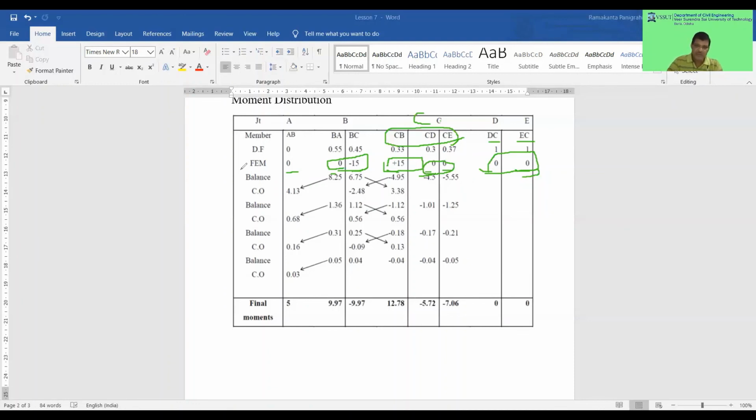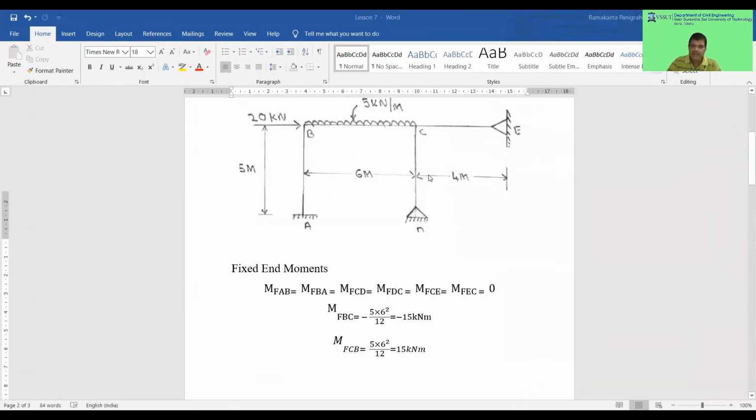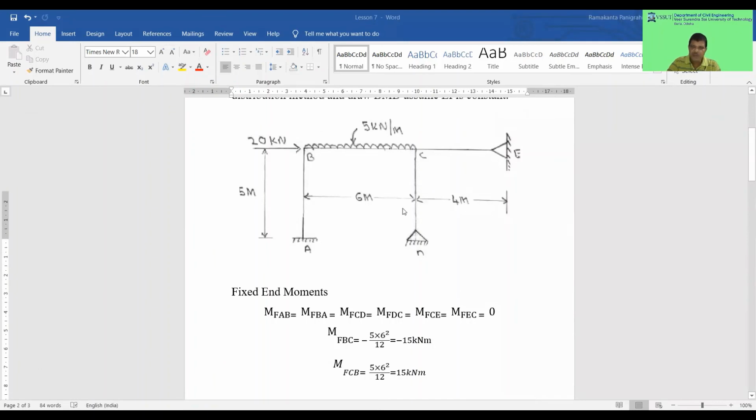Now, once balanced, it will carry over from BA to this joint A. From BC it will go to CB. From CB it will go to BC. There is no other moment going anywhere else, because there will be no transmission from here to here, because they have zero moment. Once it is zero, no moment will carry over from C to CD. Now you see the drawing, just go on the top. What I am telling is that no moment will come from here to here.